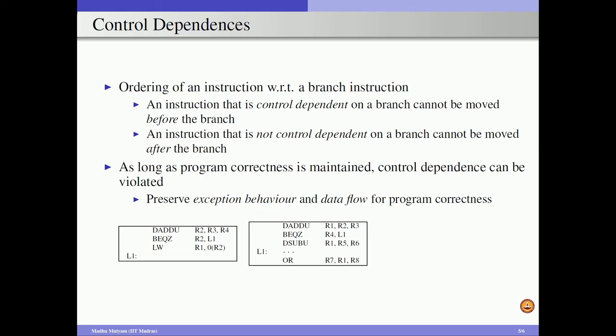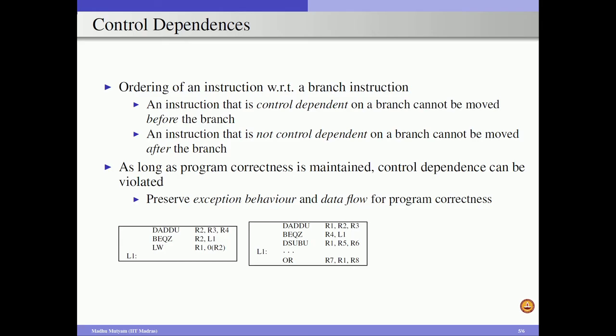So, when we rearrange our subtract operation and the branch instruction, the program correctness will be violated. That also says that an instruction which is dependent on a branch instruction should not be moved before the branch instruction, because when we move the subtract operation before the branch instruction, the branch cannot control the subtract operation anymore. As a result, we will have a program correctness issue.